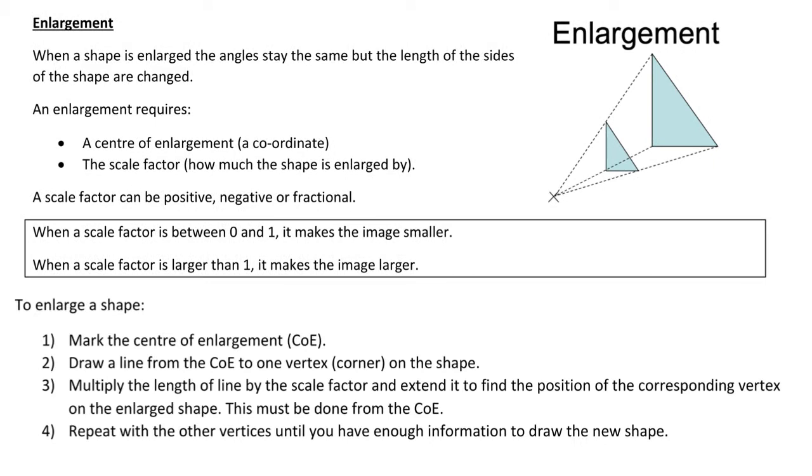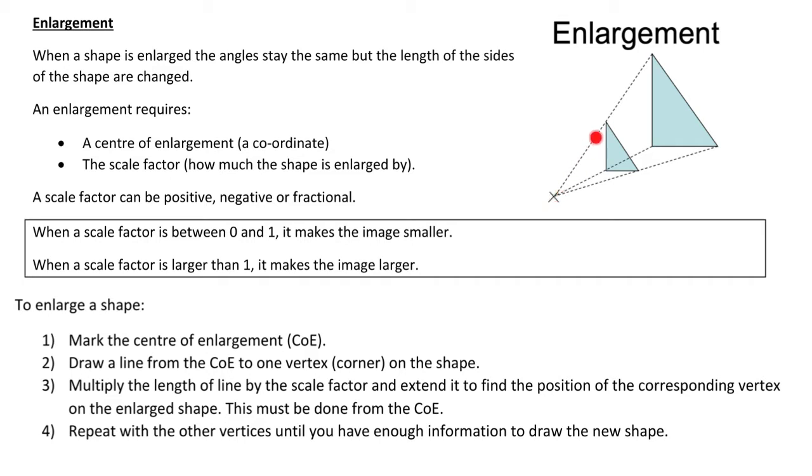To enlarge a shape, first of all we mark the centre of enlargement. Then we draw a line from the centre of enlargement to one vertex. So one of these lines. We multiply the length of this line by the scale factor and extend it to the position of the corresponding vertex in the enlarged shape.